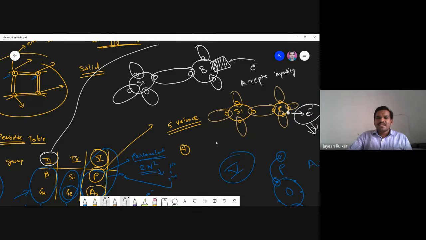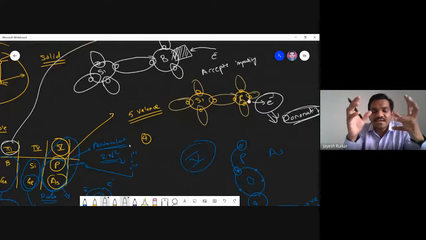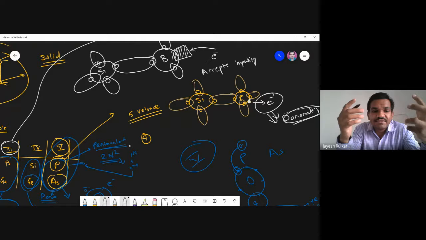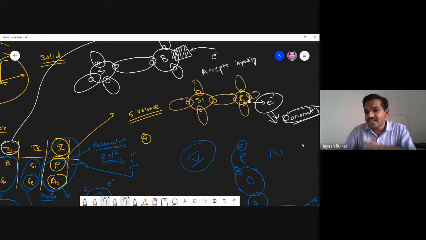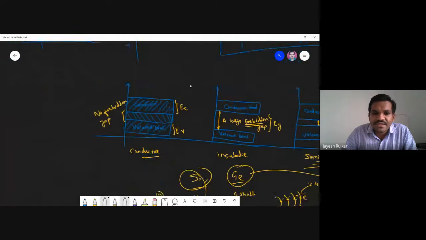If you make a semiconductor material with the help of silicon and a pentavalent atom like phosphorus or arsenic, they are called donors because they are donating those electrons. So we call it an n type impurity or n type semiconductor, whereas materials like boron or gallium have a tendency to accept an electron. If they accept an electron, they become a p type semiconductor. So this is the difference between n type and p type semiconductors.